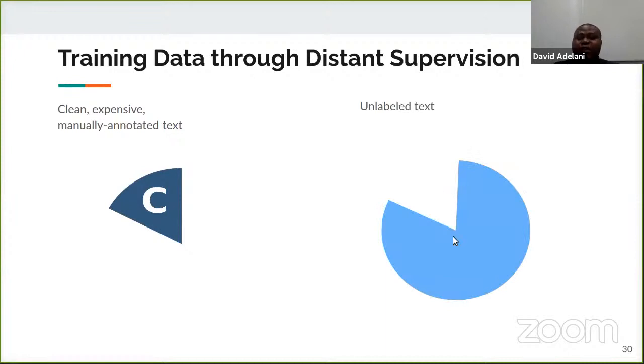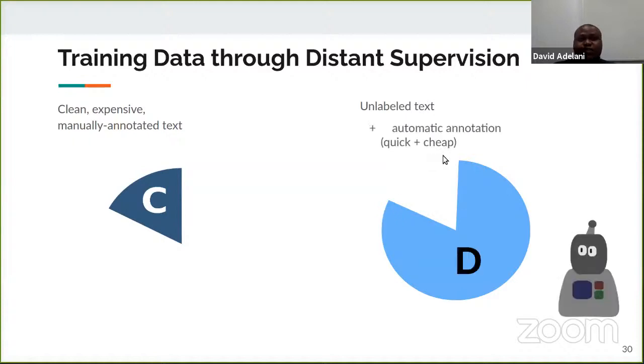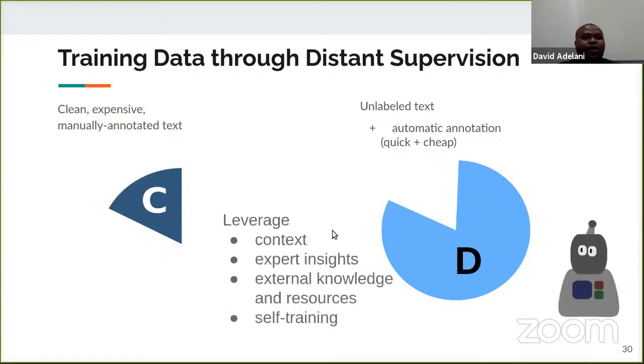Even in the low resource setting, we still have access to a large amount of unlabeled data compared to labeled data. So we can do some automatic annotation for this, and this is quick and cheap. And we could leverage the context, expert insight, and maybe even external knowledge or resources like Wikipedia, where we can extract all the locations and all the organization names, for example, and we can try to address the noise aspect of the labels later.